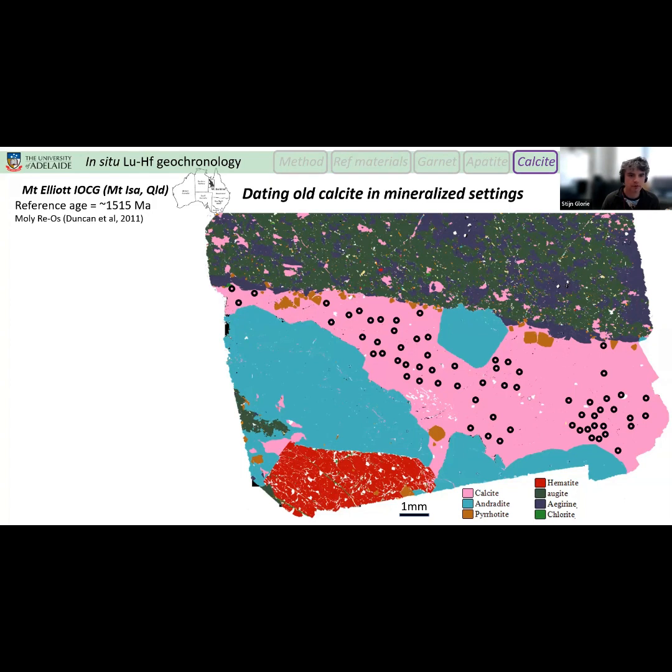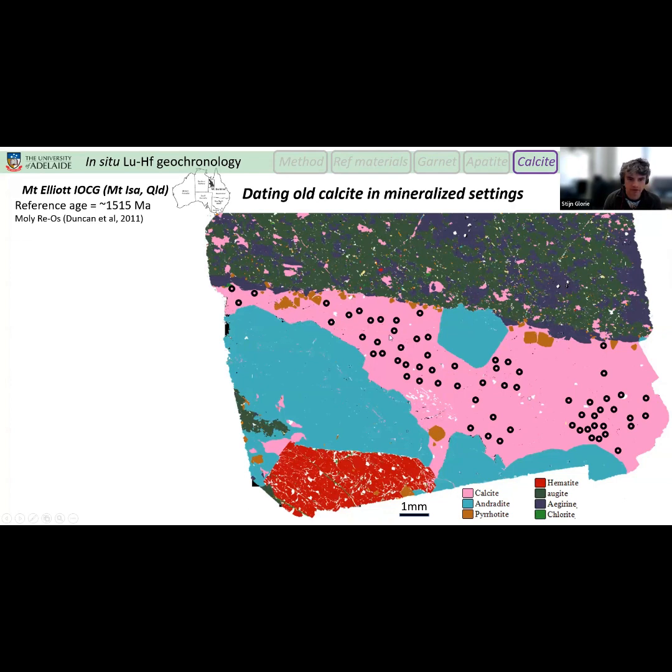So here's an example of a rock from the Mount Elliott IOCG in Mount Isa, where we have a very good reference age based on a molybdenite age from Rob Duncan, 1550 million years. And the rock is composed of calcite in pink. It has lovely big andradites, garnets, these are the blue things here, some hematites and some pyrites. So it can be used almost to try to date those pyrites if that's of interest. All these black circles here are our ablation targets in the calcites.